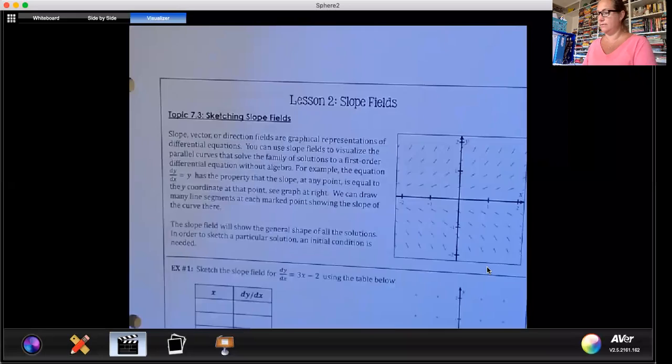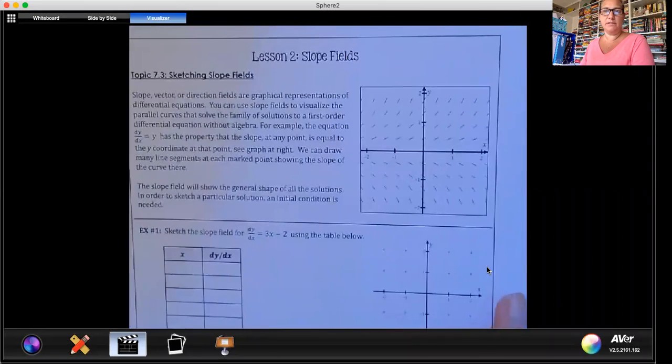Hey guys, today we're going to do section 2 of chapter 7, called slope fields. We are going to be creating our own slope fields and analyzing slope fields. So first and foremost is to see what one looks like.